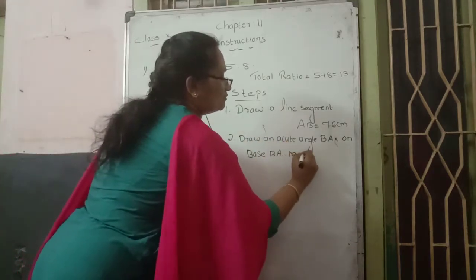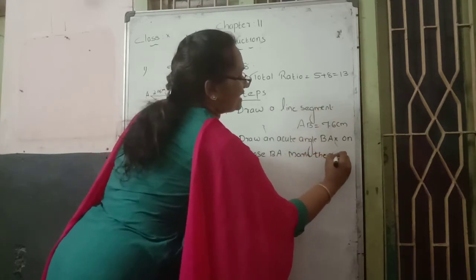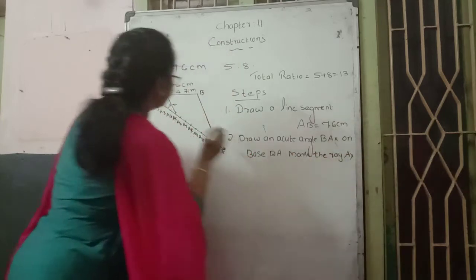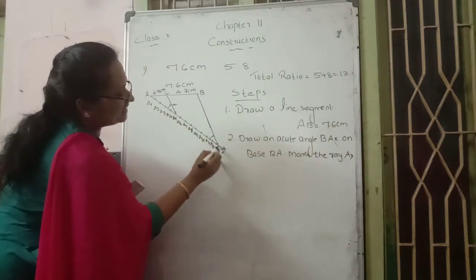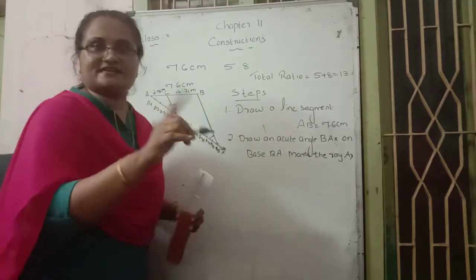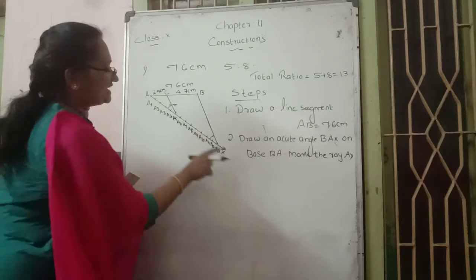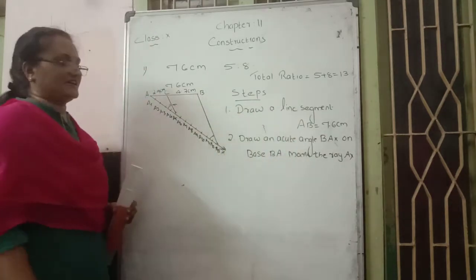Mark the ray AX. Afterwards we mark a ray AX. Here, ray means one initial point and the side is extending. So AX is our ray. This is our second step.